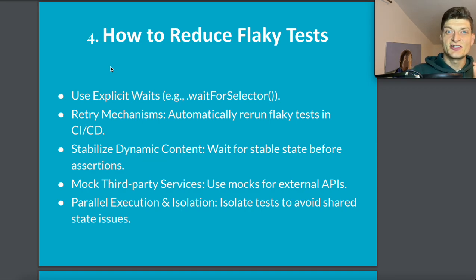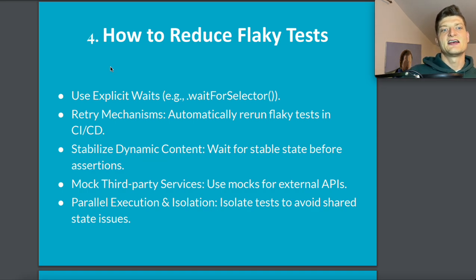Next one is a tricky one. It's a retry mechanism. On one hand, you can rerun flaky tests and not freeze your pipeline, not block it. But from the other side, you can hide potential issues, so be careful with it.